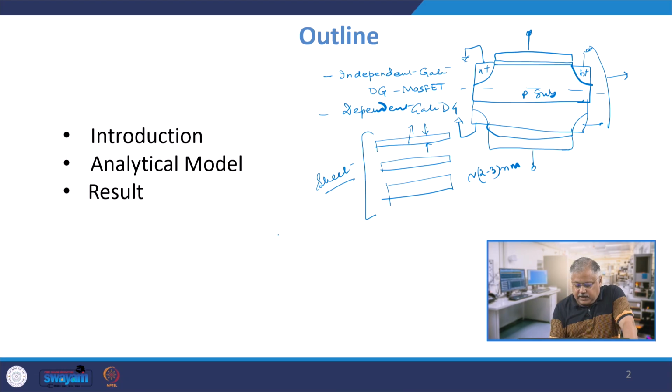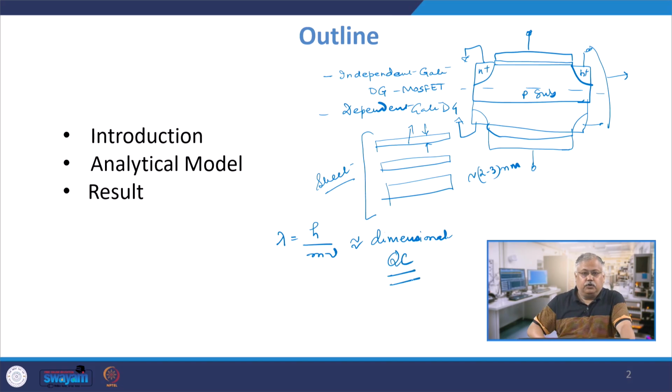So, the idea here is that when lambda, which is given as h by mv, for an electron, becomes of the order of the dimension of the device, then more physically plausible answers will come when you take quantum confinement or quantum mechanical models available to you. So, I am assuming that I am going into the ultra short channel regime, and as a result the dimensions are extremely small in nature, because of which there will be quantum confinement.